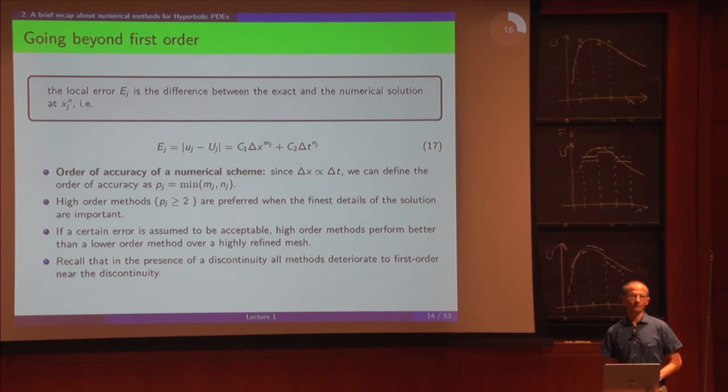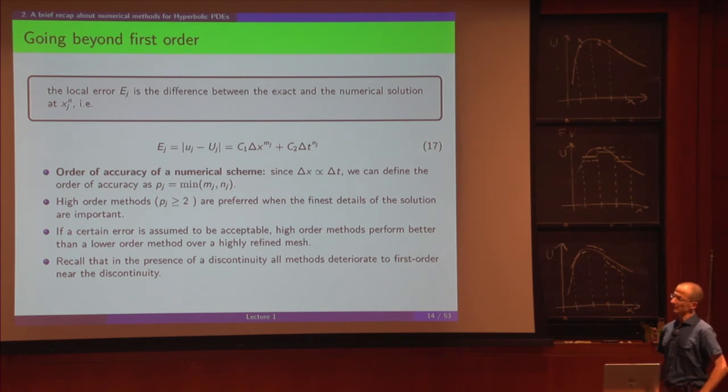But we want to go beyond first order, of course. And so first of all, we define our error. We have a local error here, which is the absolute value of the difference between the exact and the approximate solution. It will contain typically the summation of 2 terms. The first one related to space approximation, the second to time approximation. We can even define the order of accuracy of the global numerical scheme as the minimum of these exponents. And we want to reach a high exponent in principle, not just first order.